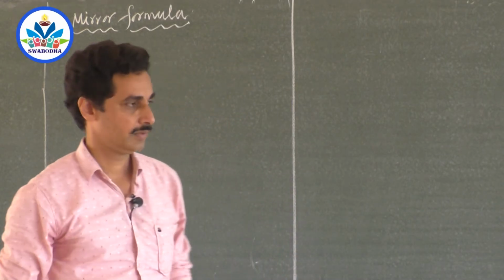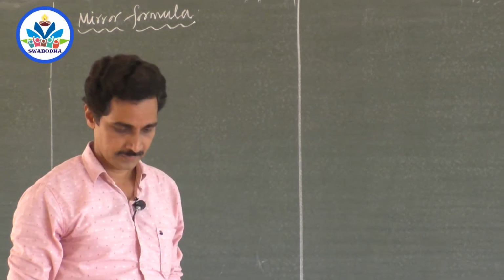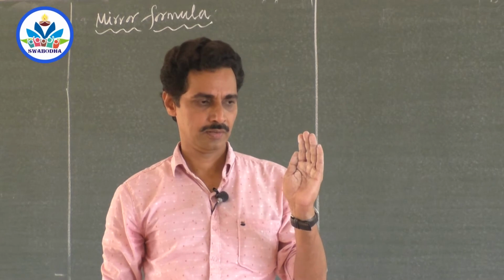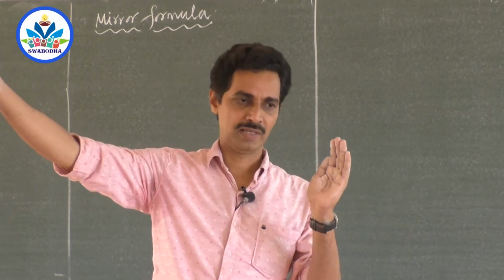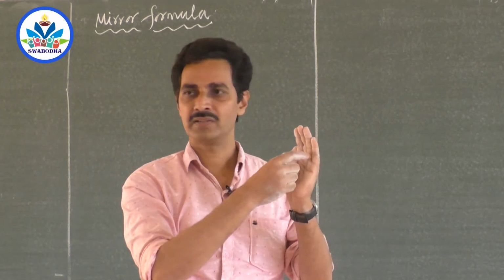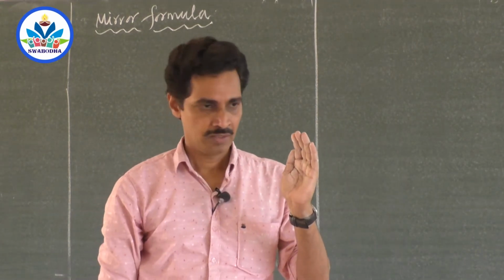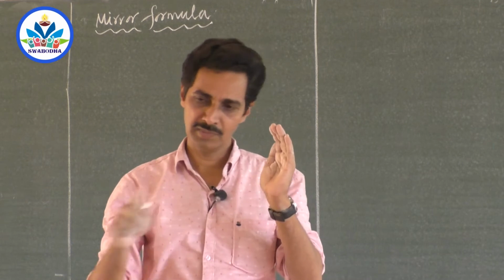Now let us see how to get this mirror formula. What is the mirror formula first of all? Suppose you take a mirror, keep an object at a distant place, and after reflection the rays coming from the object meet at a point and form the image. What is the object distance? What is the image distance?